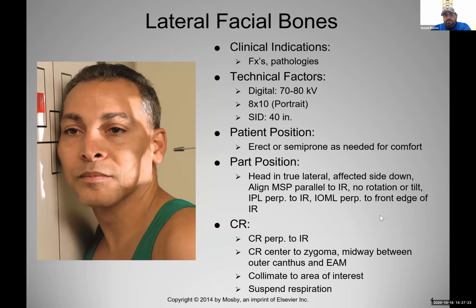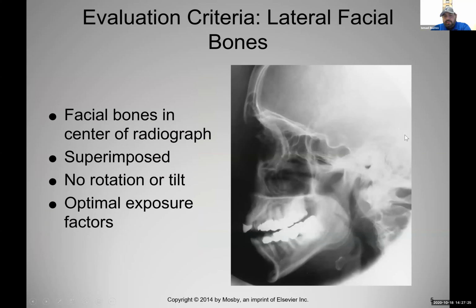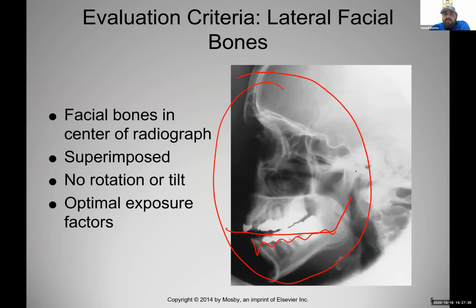Okay, once you've done that, suspend respiration, make the exposure. Here's what it looks like. All right, you want to make sure that all the facial bones are in the center of the image receptor. So if we look here, all the facial bones are in there. We don't necessarily care about the mandible there, but you can include it. We really want from the maxilla on up to the orbits, okay? If they're in profile, then you have a good lateral.